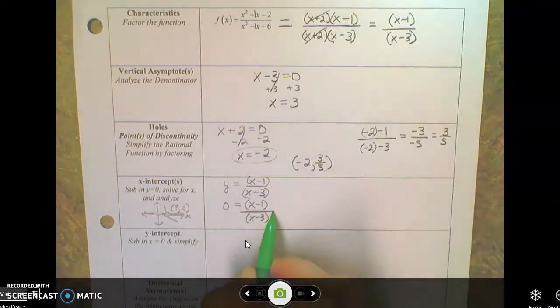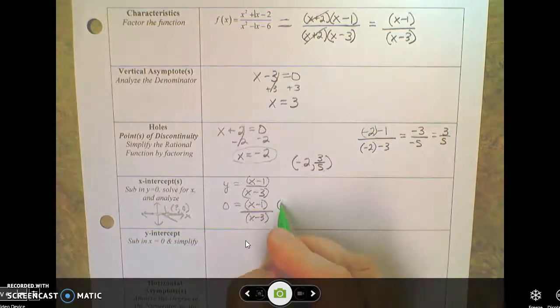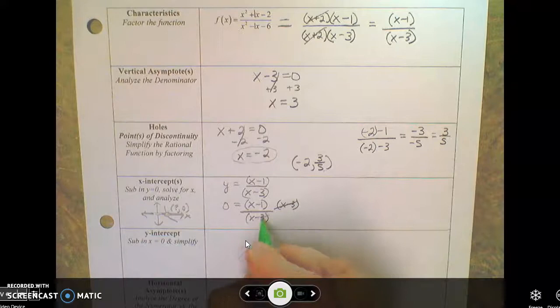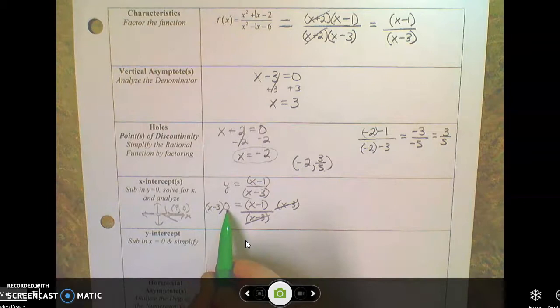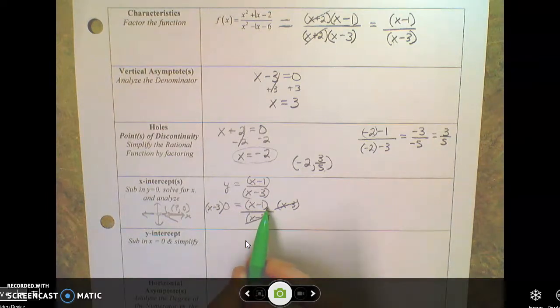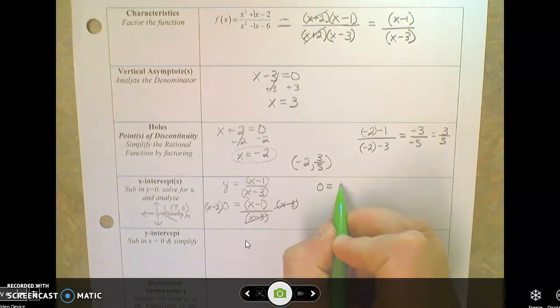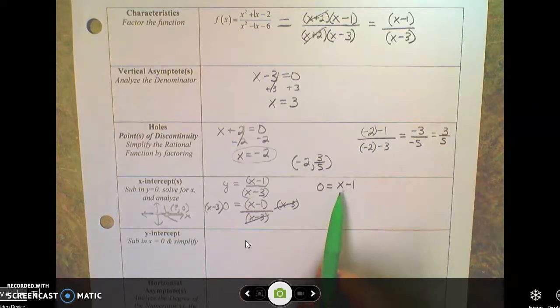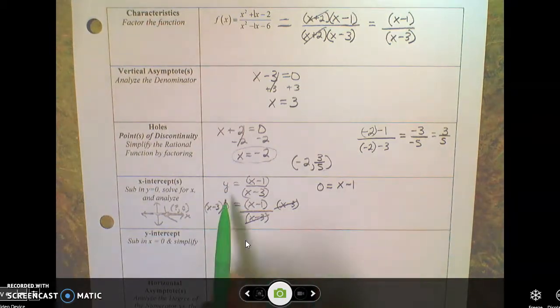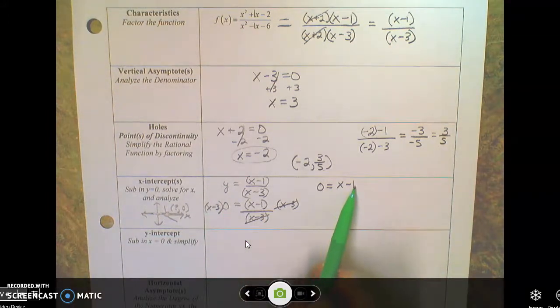So the first thing we have to do is get rid of the division. So we're going to multiply both sides by x minus 3. Which will still make the left side 0 and just leave you with the numerator of x minus 1. So 0 equals x minus 1. Now you guys saw this when you did part 3 in the Gizmo, because really we were just looking at the numerator. When we put 0 in for y, the denominator always cancels out. So we're really just looking at the numerator for our x-intercepts.